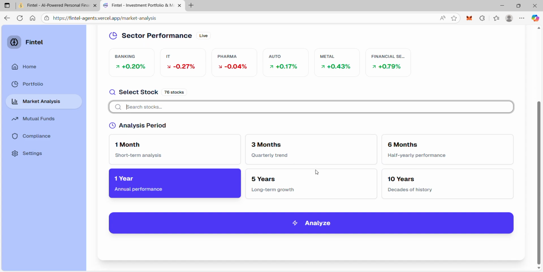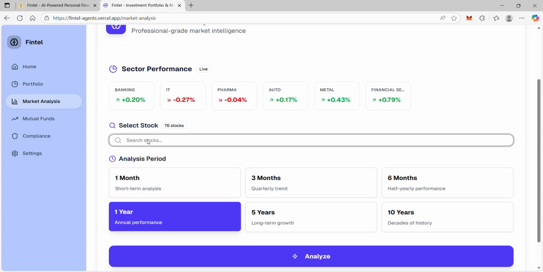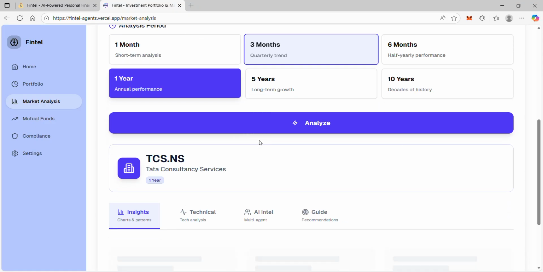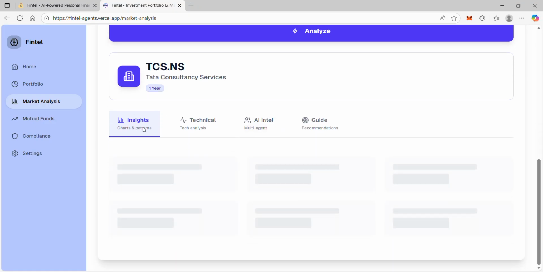So this is the analysis period. You can search for a particular stock over here. For example, I put TCS and analyze it for 1 year. First and foremost, these are the charts, like the closing price and everything, technical analysis, and multi-agent orchestration for analyzing TCS over the entire period. It takes time. In total, there are three agents who will analyze TCS.